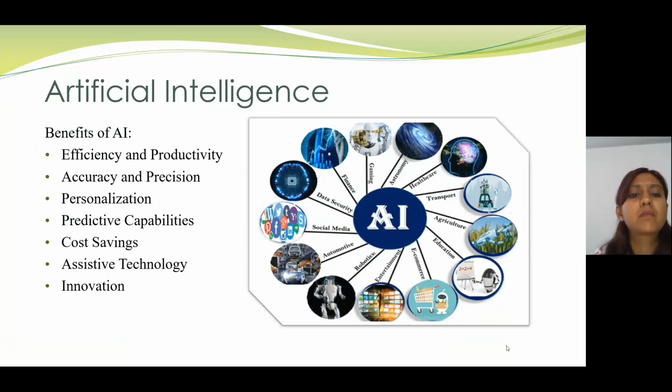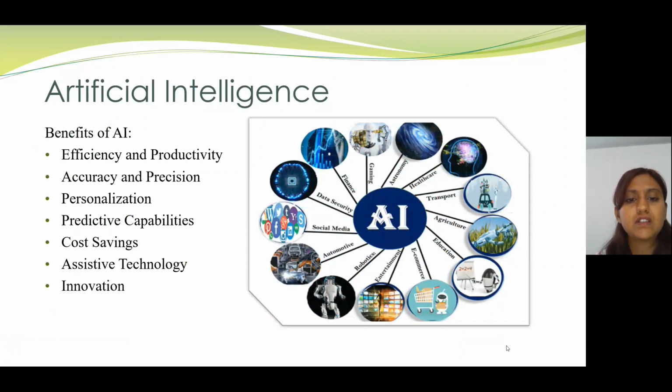So there are some benefits that we see in this, like efficiency and productivity. It can automate many tasks and processes, which can save time and increase efficiency, accuracy and precision. If it is programmed correctly, it can perform tasks with a high degree of accuracy and give the best results. Personalization is that it can analyze vast amounts of data to create personalized experiences for the users, such as personalized recommendations for advertisements.